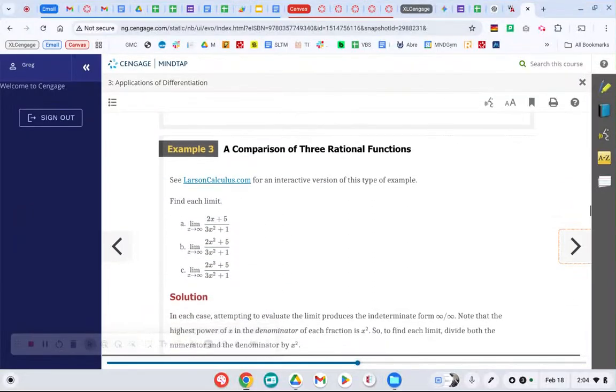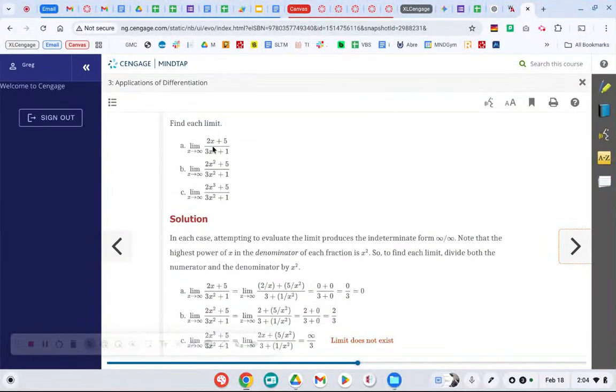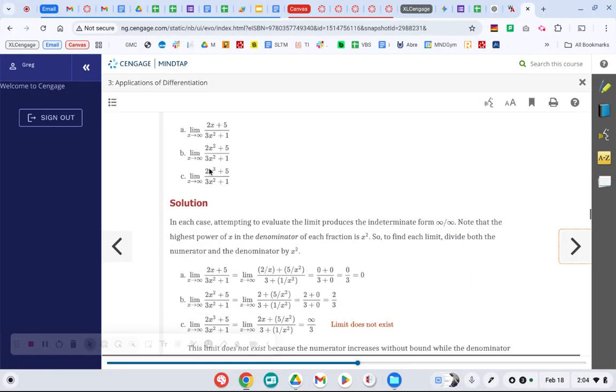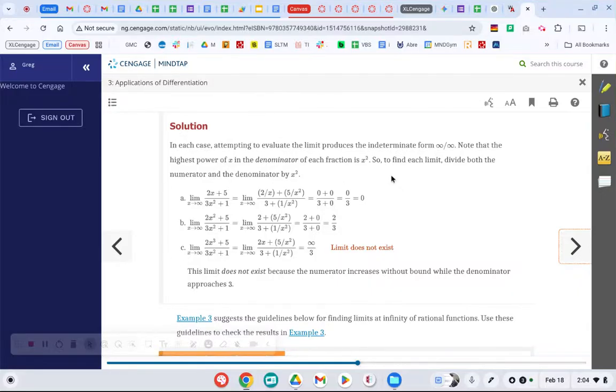I honestly think we're almost done. If we have a higher power on the bottom, this thing is going to go to 0. If we have a higher power on top, this thing is going to go to infinity. If they're the same power, later on in your calculus experience, and I can't exactly understand why we're not teaching you L'Hopital's rule right now, but you will learn L'Hopital's rule. But you should know that the answer for this one is 2/3. It's 2/3. Go down there, pause the video, and take a look.